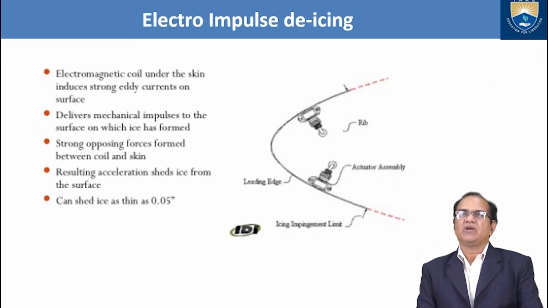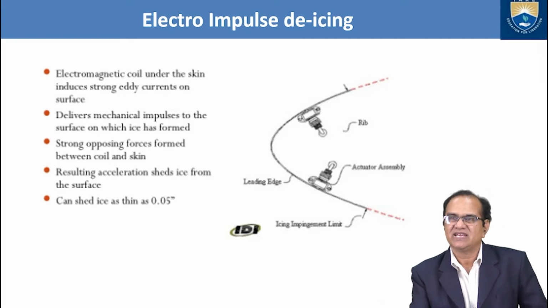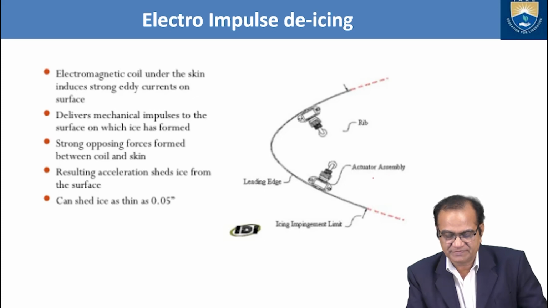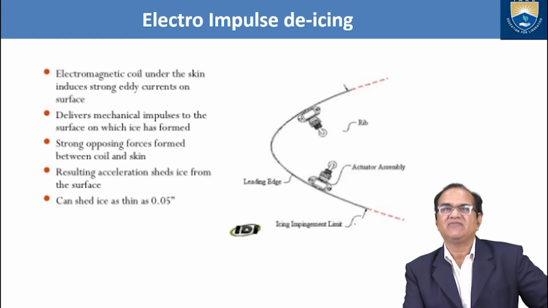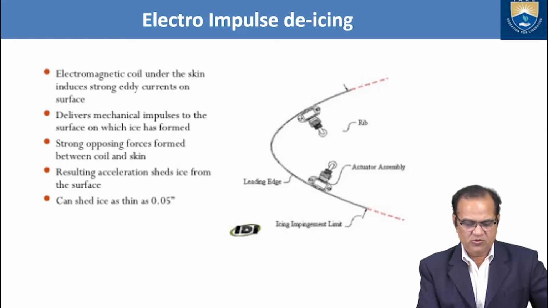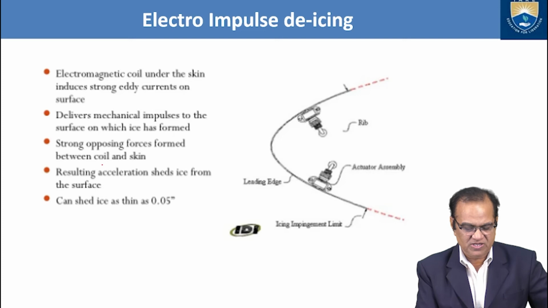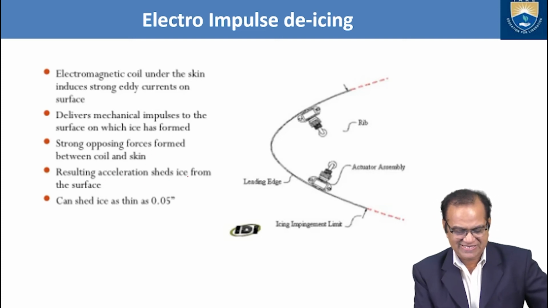Now we have the electro impulse deicing. Another method of deicing is an electronic coil under the skin, which induces strong eddy currents on the surface. You can see here the actuator assembly at the leading edge. It delivers a mechanical impulse to the surface on which ice has formed. A strong opposing force is formed between the coil and the skin. The resulting acceleration sheds ice from the surface.